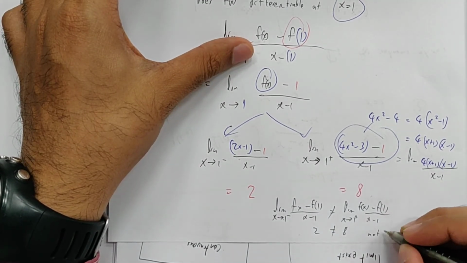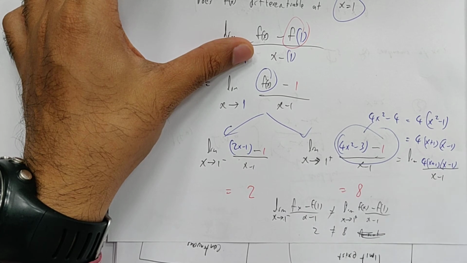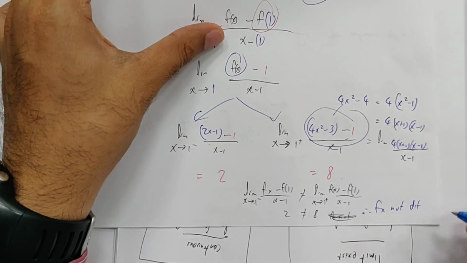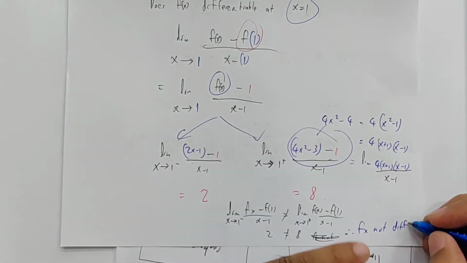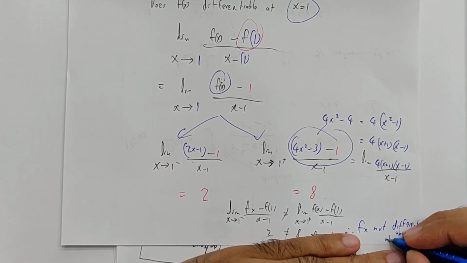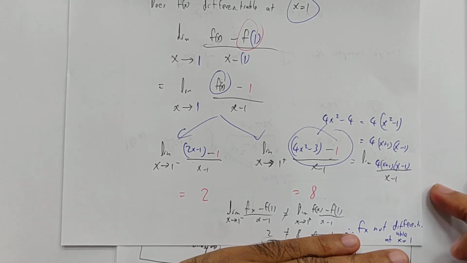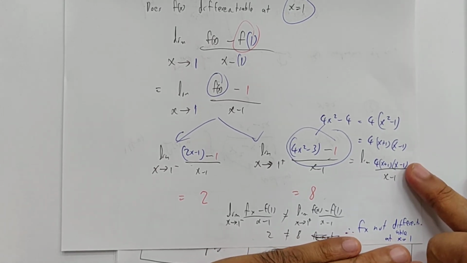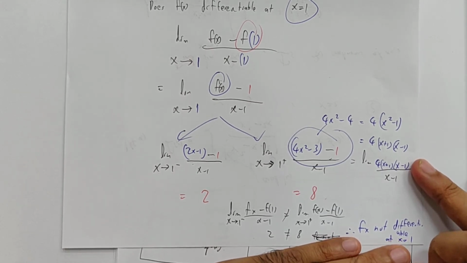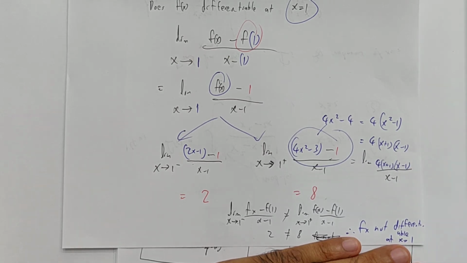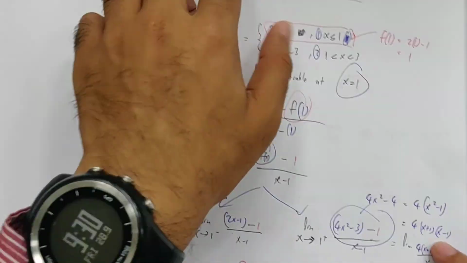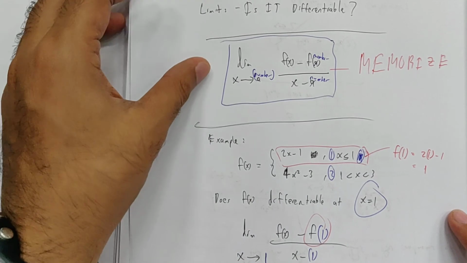So f(x), maybe in a different color. The conclusion is f(x) is not differentiable at x equals 1. Alright? This is how you solve them. So far the chances for it to come out are very, very low. So yeah, you need to memorize the steps. Memorize this formula. If you memorize this formula, then I think you should be quite fine.